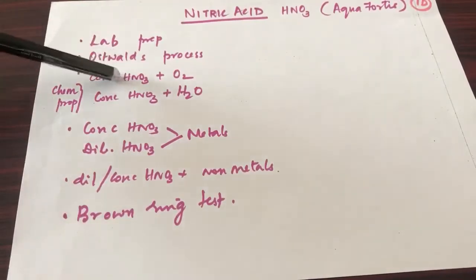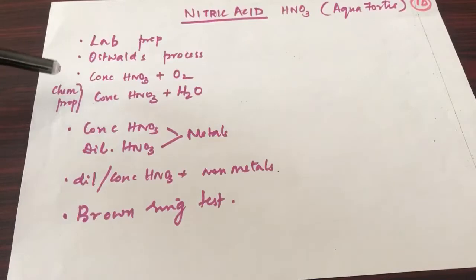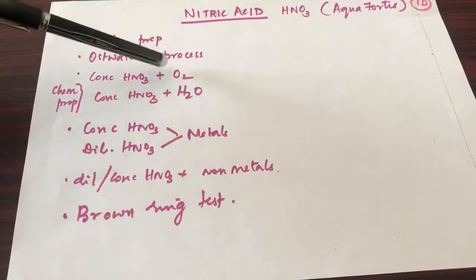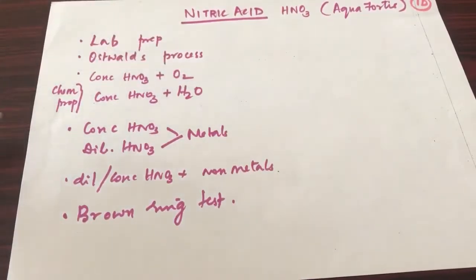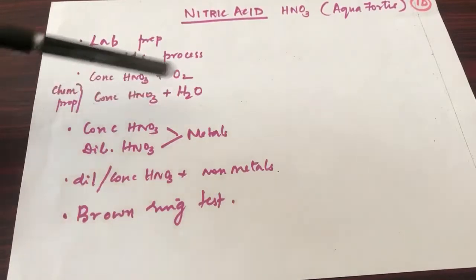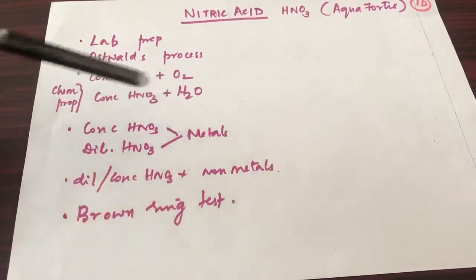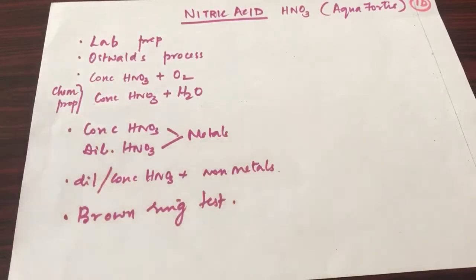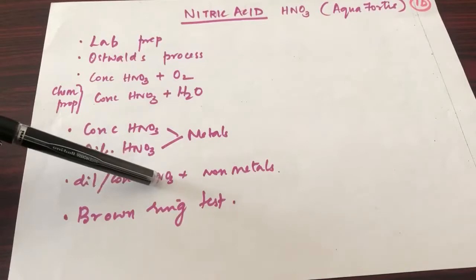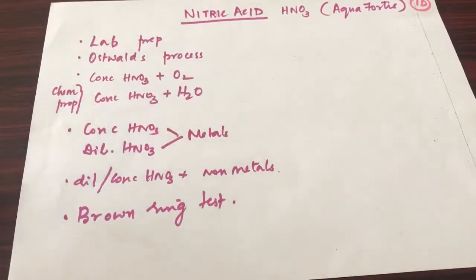Concentrated HNO3 as an oxidizing agent, then concentrated HNO3 reaction with H2O. Then how concentrated HNO3 reacts and forms different products with metals, in its dilute form and also in its concentrated form. Then the effect of dilute and concentrated HNO3 on nonmetals, and finally the brown ring test.